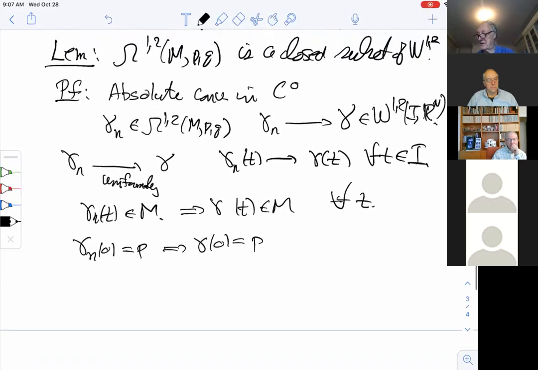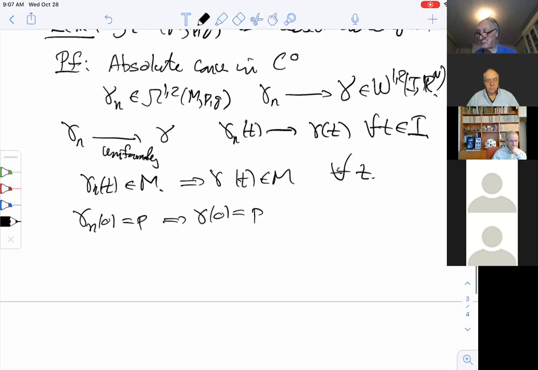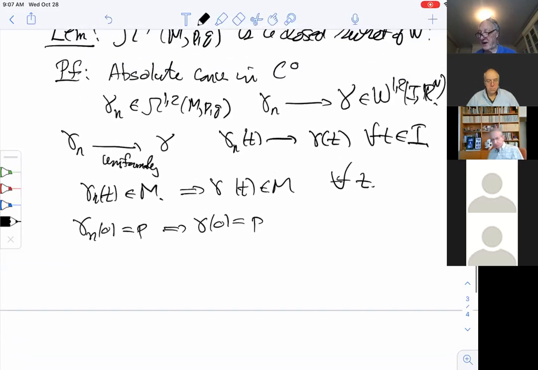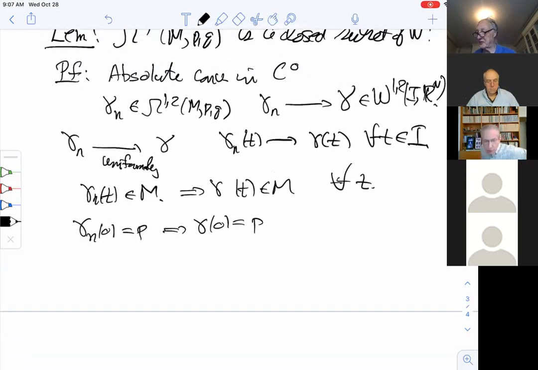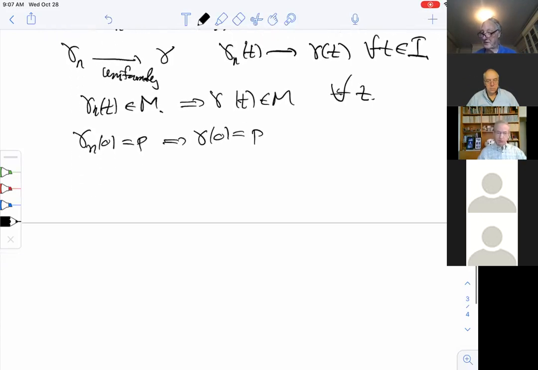So we end up, the limit, because it's a limit in W^{1,2}, is a W^{1,2} path in Euclidean space, but these conditions of being in the manifold, starting at P and ending at Q, follow from the convergence in C0. So this set of paths is a topologically closed subspace in this Hilbert space.